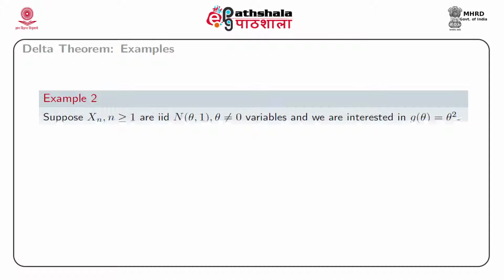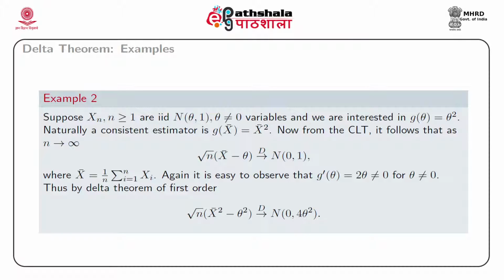Suppose Xn are IID normal(theta, 1) variables where theta is not equal to 0, and we are interested in g(theta) equal to theta square. Naturally, a consistent estimator is g(X bar) equal to X bar square. Now, from the CLT, it follows that as n tends to infinity, square root of n times (X bar minus theta) converges in distribution to a standard normal variable. Since the first derivative of g at theta is not equal to 0, as we have assumed theta not equal to 0, it follows from the delta theorem of first order that square root of n multiplied by (X bar square minus theta square) converges in distribution to a normal variable with mean 0 and variance 4 theta square.